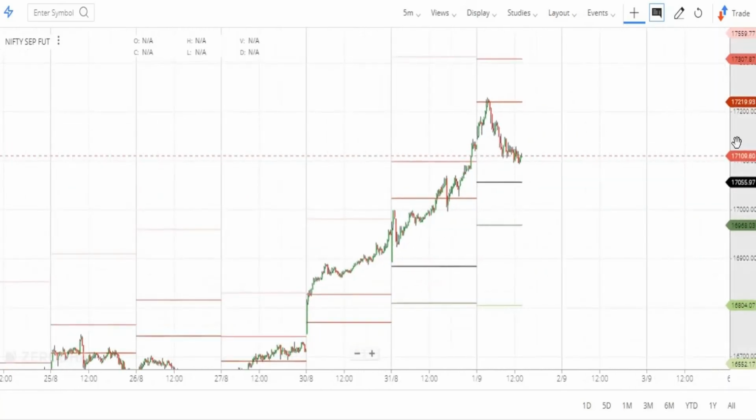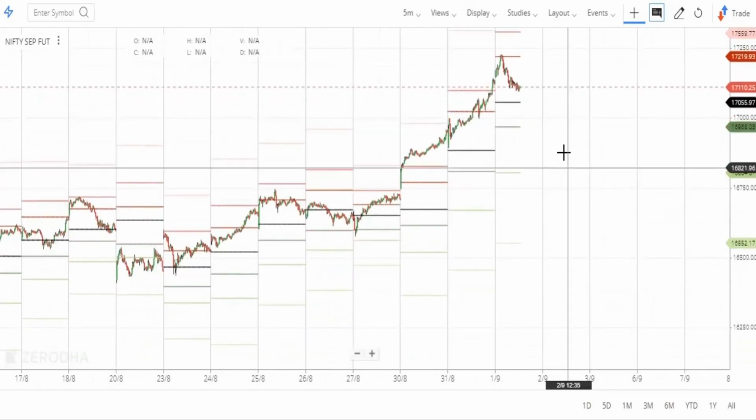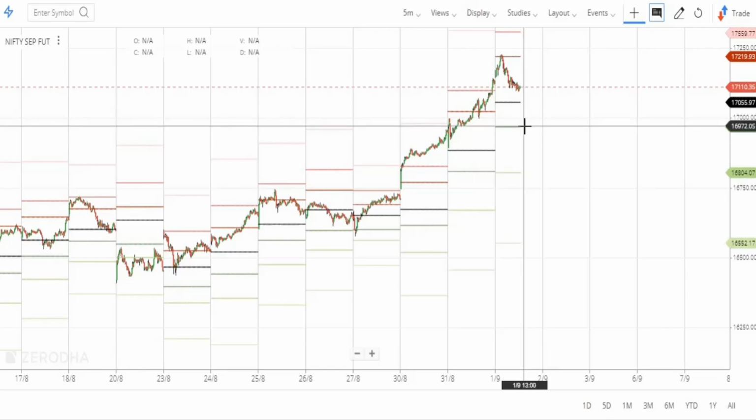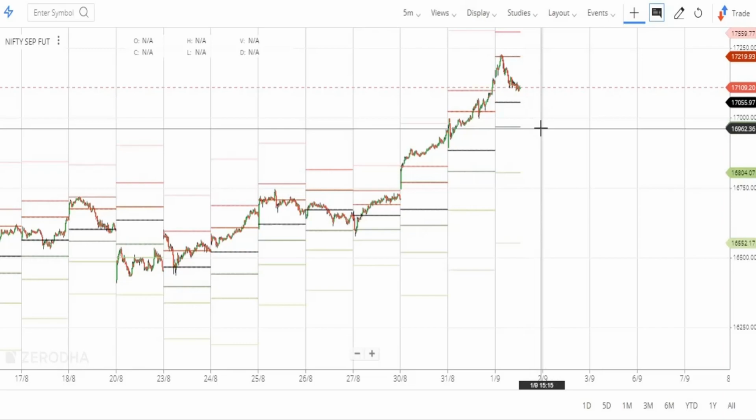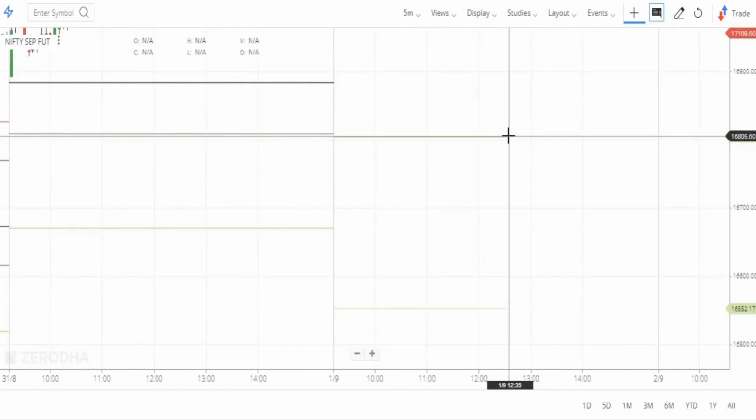support and resistance zones. So you get three pivot points on each side. This black colored point is the pivot point. Below the black color is this green color. This is support level 1. So there are 3 support zones. This is support 1, and this is support 2, this light green.